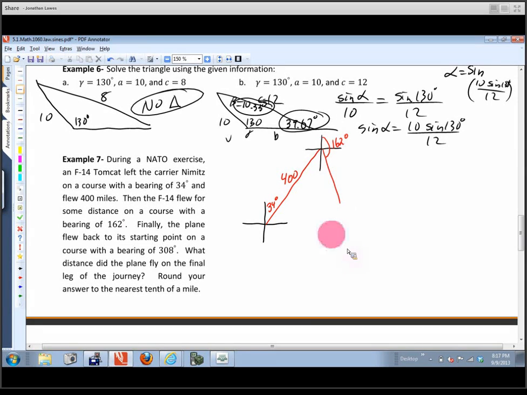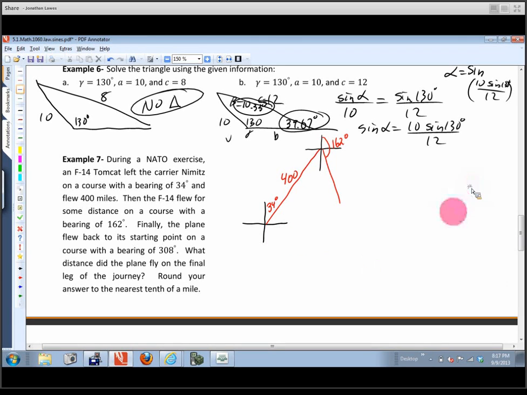It doesn't say how far, and then it says finally it flew back to its starting point at a course with a bearing of 308. So I'm going to draw what 308 would look like over here. And sometimes you have to do this. There's 90, 180, 270. So about right there, that's a bearing of 308. So that gives us some idea. When he changed directions, he was heading back kind of to the northwest.